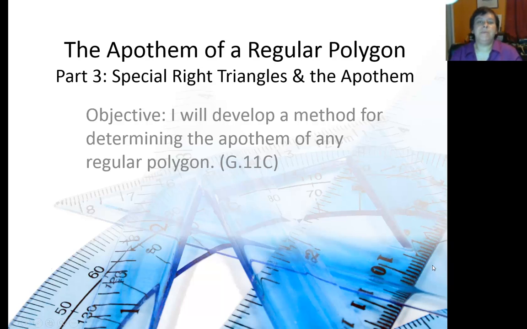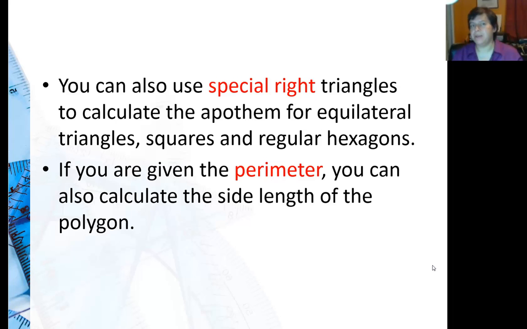Now we're going to use some of our prior knowledge about special right triangles to find apothems for other polygons. This can be used for equilateral triangles, hexagons, and dodecagons as well, and actually squares too. So you can also use special right triangles to calculate the apothem. I said equilateral triangles, squares, regular hexagons, and it also works for dodecagons.